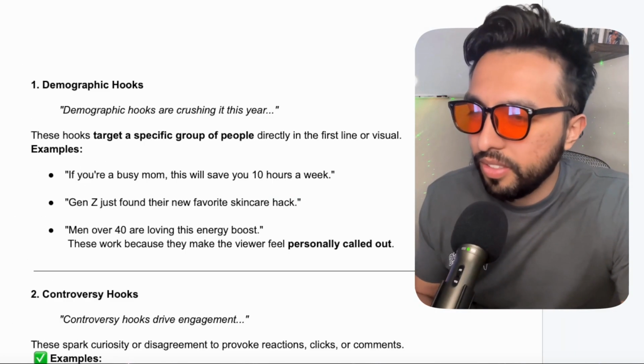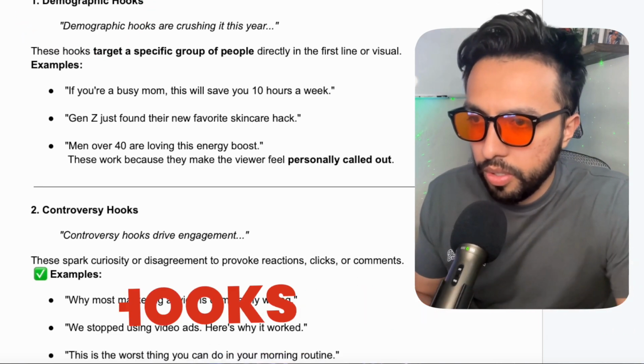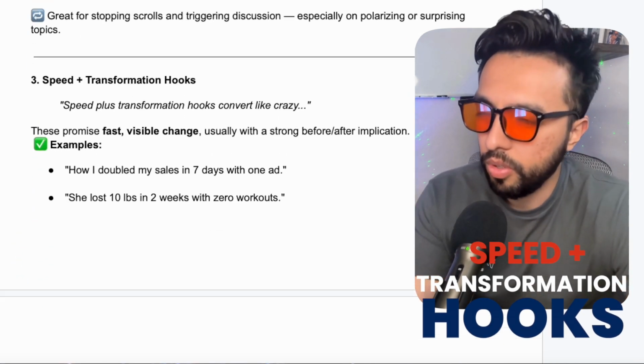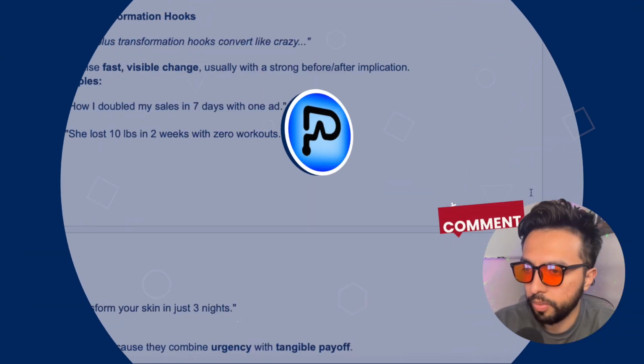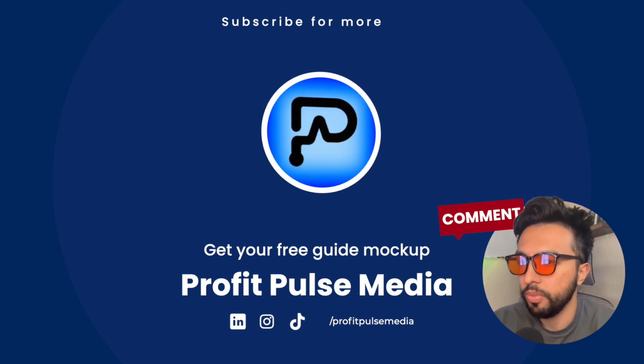For copy analysis, look for these winning hook types. Demographic hooks are crushing it this year. Controversy hooks drive engagement, and speed plus transformation hooks convert like crazy. Remember, one clear message, direct CTA, and always test your assumptions with data.